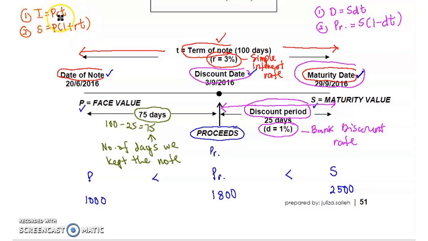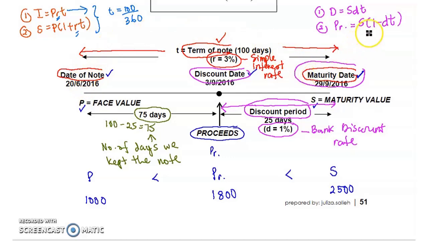If I equals PRT and S equals P(1 plus RT), here you have the simple interest rate. So T here must be the number of days from date of note until maturity date, meaning the term of note. So in these two formulas, the value of T is actually 100 divided by 360. For discounting promissory notes, we still apply the bankers rule. If you use the formula with R, the simple interest rate, T must be the number of days from date of note until maturity date.